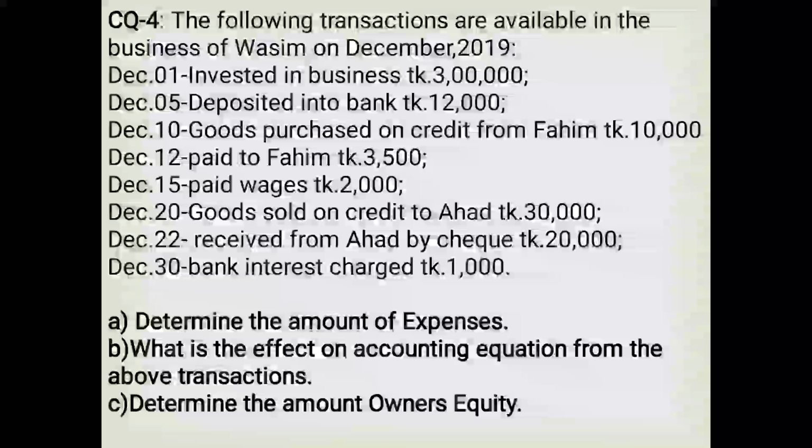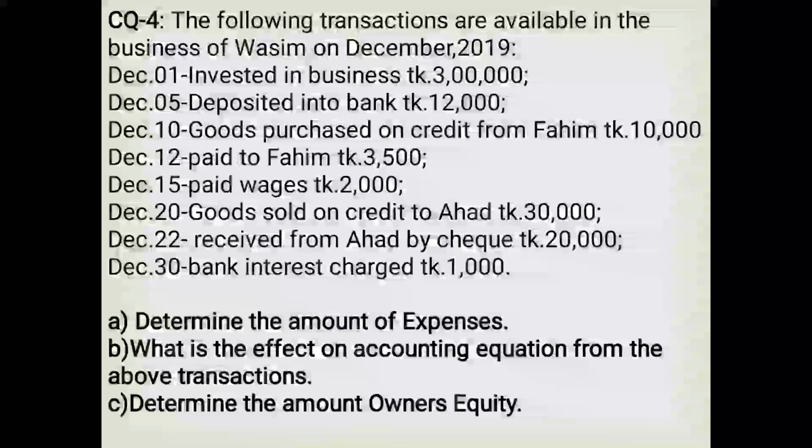December 10, in this transaction, two accounts are involved: purchase account and accounts payable to Fahim. Purchase, that is equity decrease, and Fahim, that is accounts payable, liability increase. December 12, paid to Fahim, that is accounts payable, another one cash. Accounts payable, that is liability decrease, and cash decrease, that is asset decrease. December 15, paid wages, wages expense and cash accounts are involved. For paid wages, that is wages expense, equity decrease, and cash has decreased, that is asset decreased.